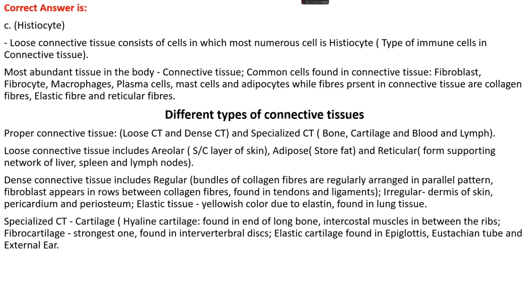Let's see the different types of connective tissue. Connective tissue is first divided into two types: proper connective tissue and specialized connective tissue. The proper connective tissue is also further divided into two types.